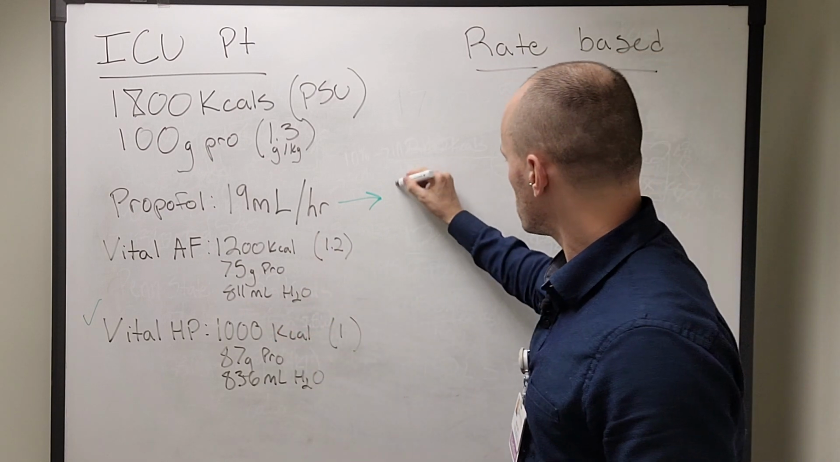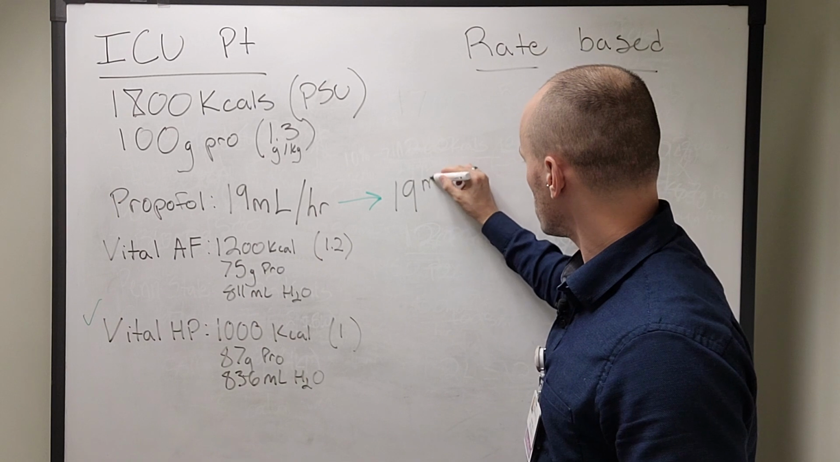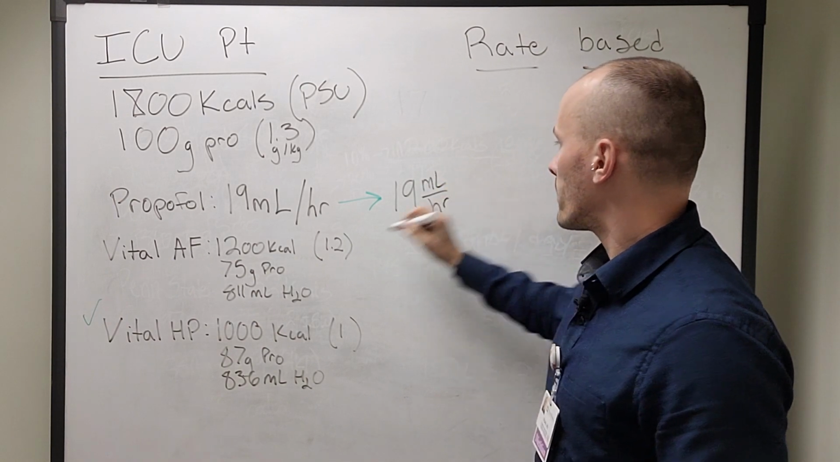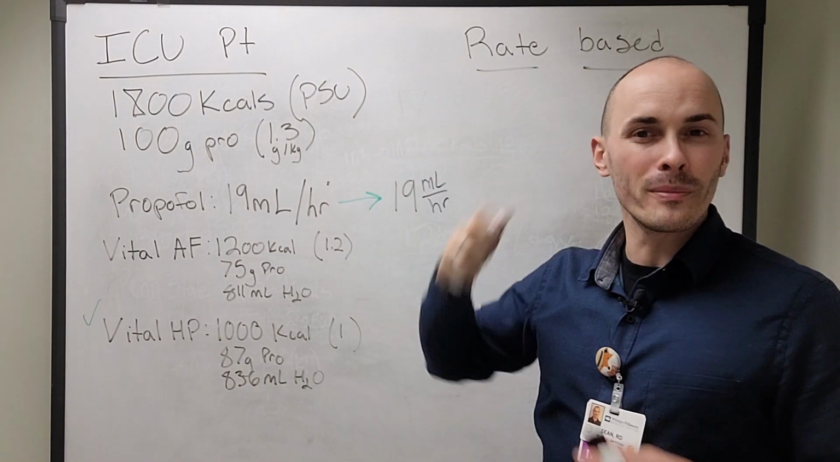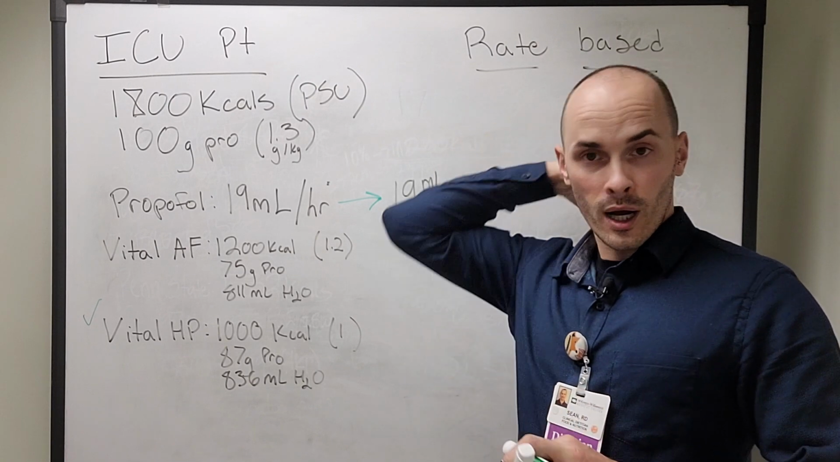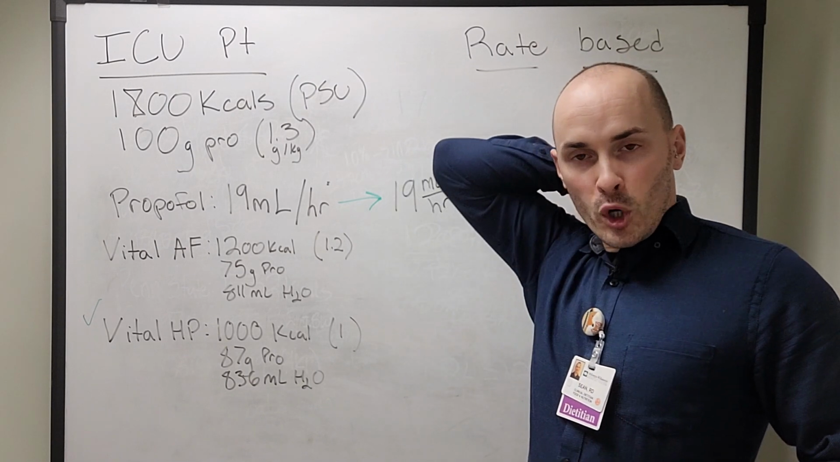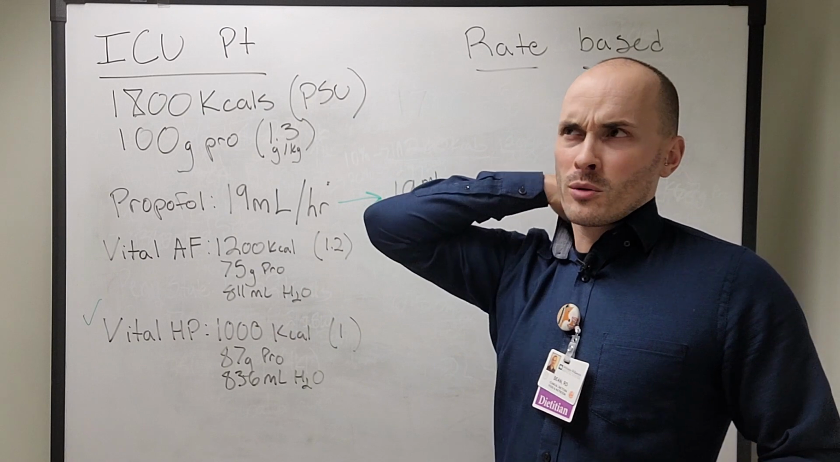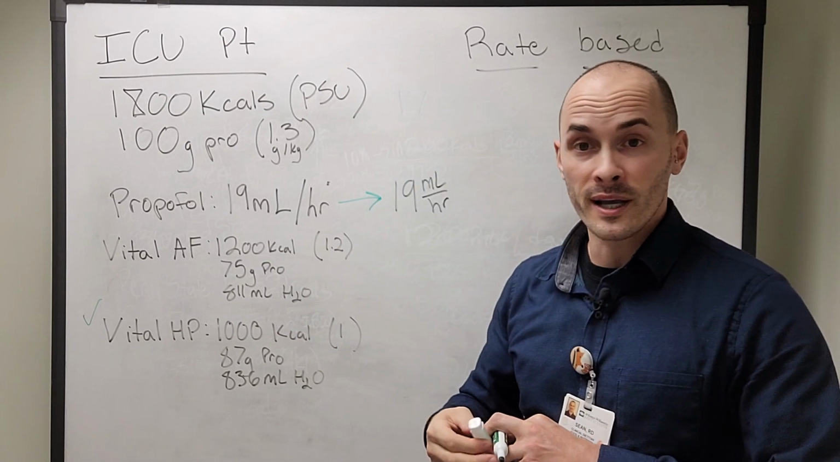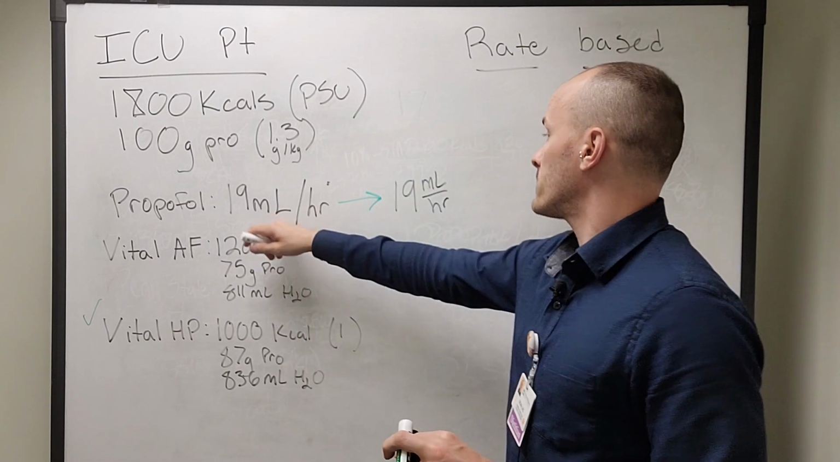So what you do is you take your 19 mils per hour. The pump will say either mils per hour or micrograms per kilogram per minute. You don't want that. You don't want the mics per kg per minute. You want the mils per hour.